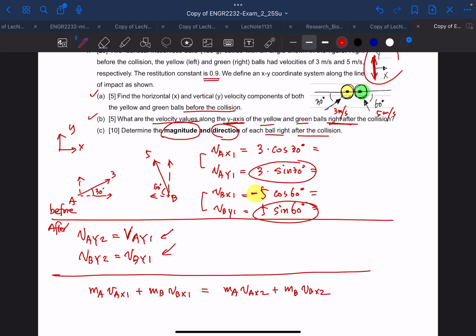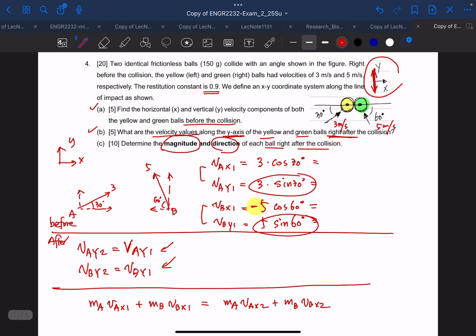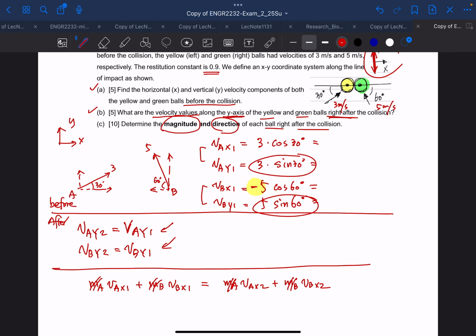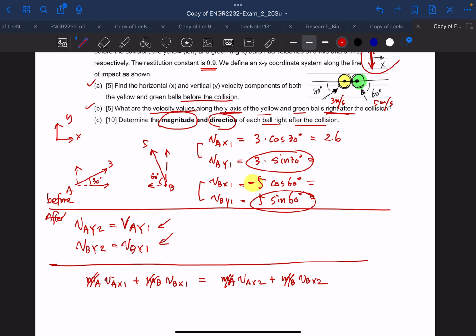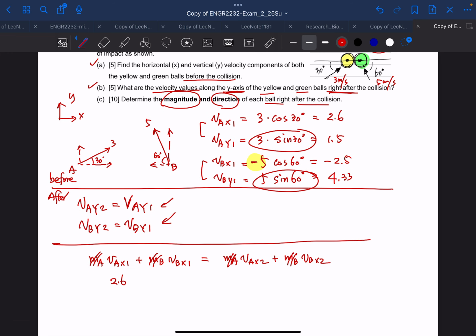So if we do a little bit of math, they all have the same mass, right? So these are all the same values, so we can get rid of those. Let me copy the numbers that I had. So it's 2.6, this is 1.5, this is minus 2.5, and this is 4.33. We have 2.6 from here, and this one is minus 2.5. So minus 2.5, that's critical. If you made a mistake here, then you may have had plus 2.5, which is going to give us something totally different. And this is VAX2 plus VBX2.